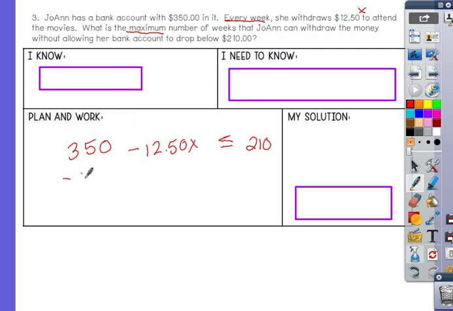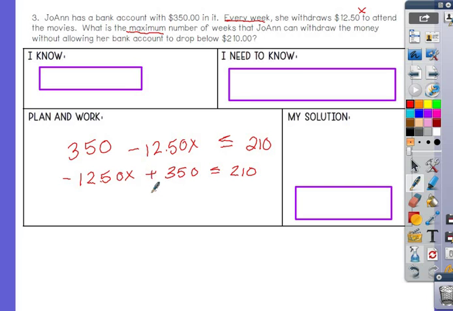So there is my inequality. Some people I have seen write this inequality. Would this be correct? Yes. Is 350 positive here? Is it positive here? 12.50 is negative here. Is it negative here? Same symbols, same answer. This is the same problem. Doesn't matter as long as the signs in front follow it.